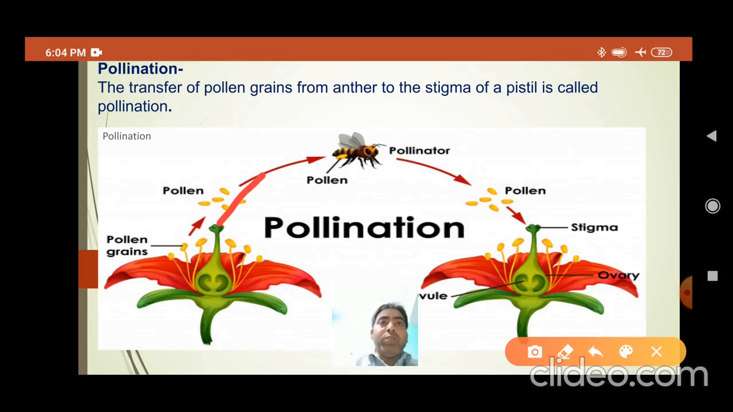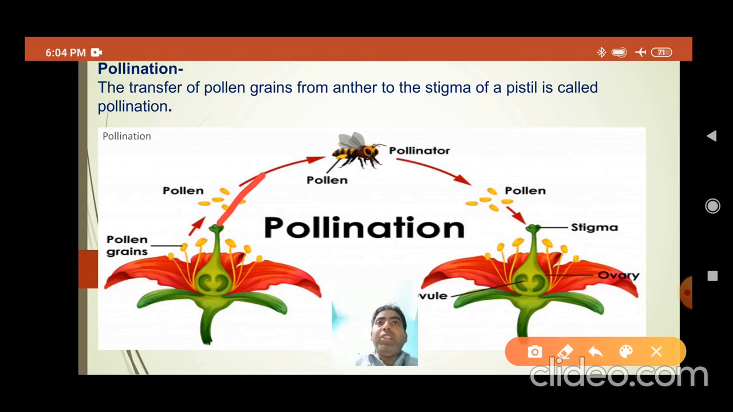What is called cross-pollination? When the pollen grains from the anther of a flower of one plant are transferred to the stigma of a flower of another plant of the same kind. Here the same kind of plants are there, but different plants, from anther to stigma. Okay, the pollen grains are being transferred, that is called cross-pollination. Generally the pollen grains have a tough protective coat which prevents them from drying.